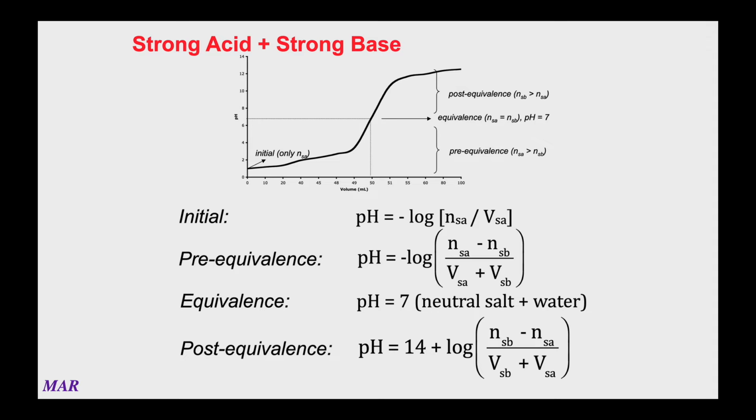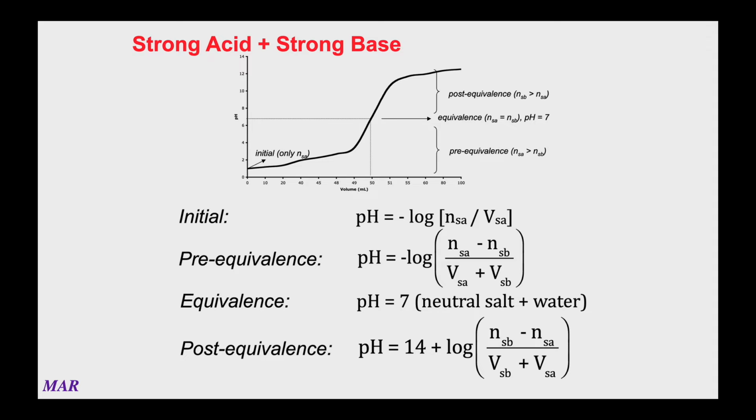Now initially you have just the strong acid, so pH equals minus log concentration of the strong acid. But we're going to see, because there are so many moles and volumes, sometimes it's good to think about them in terms of moles of strong acid over volume of strong acid. So either way is fine.